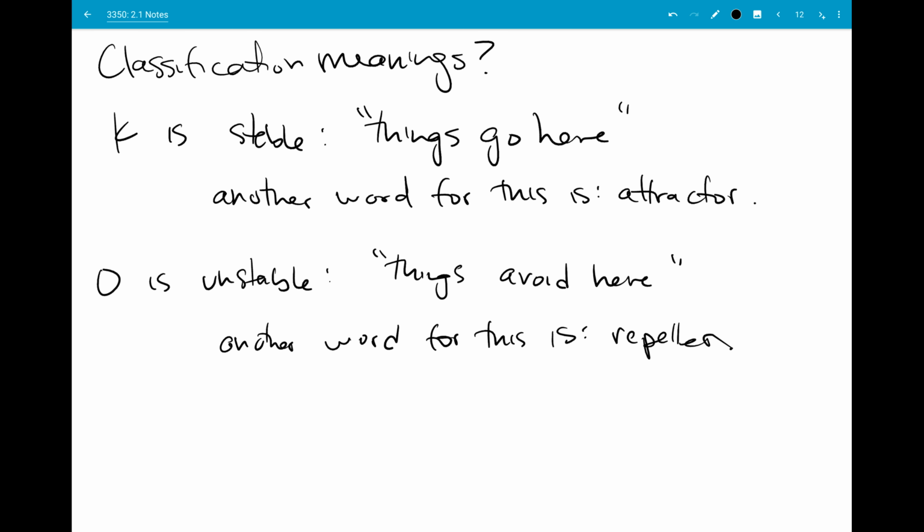Those words may or may not be important to you. I don't care about them. I just want you to know them if they're useful to you.